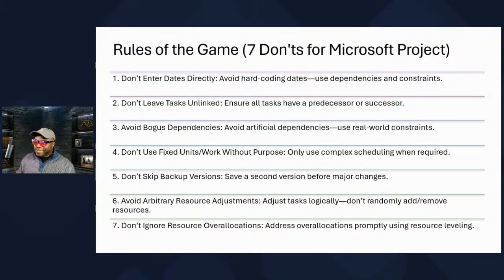Always link the tasks. Task 1, link to something else. Task 2, link to something else logically. So ensure that all tasks, except the first and the last, should have a predecessor or successor. The first task should have a successor. The last task should have a predecessor. All the other tasks should have both. Okay? Don't create a Microsoft Project schedule with tasks hanging in limbo. That's illegal. Don't do it.